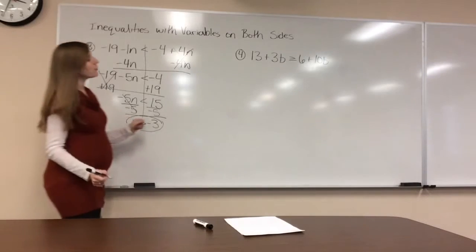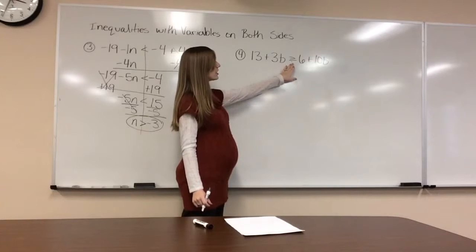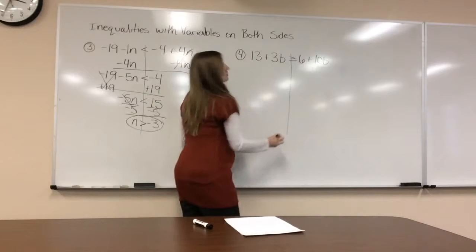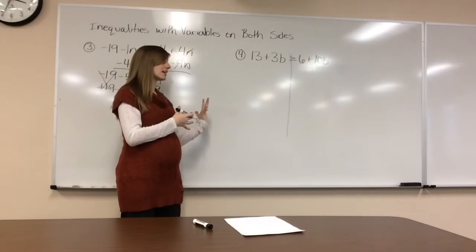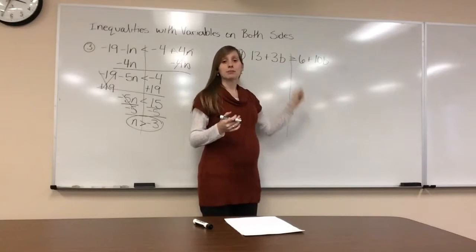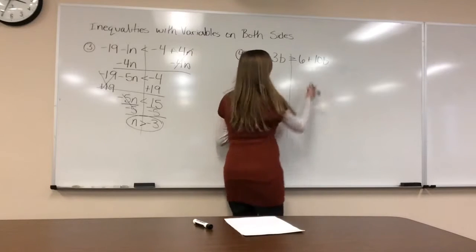For problem number 4, we have 13 plus 3b is greater than or equal to 6 plus 10b. Again, the steps are the same. The whole idea is to get those letters on the left-hand side. So my 10b needs to be canceled. It's plus 10b, so the opposite would be to subtract 10b from both sides.